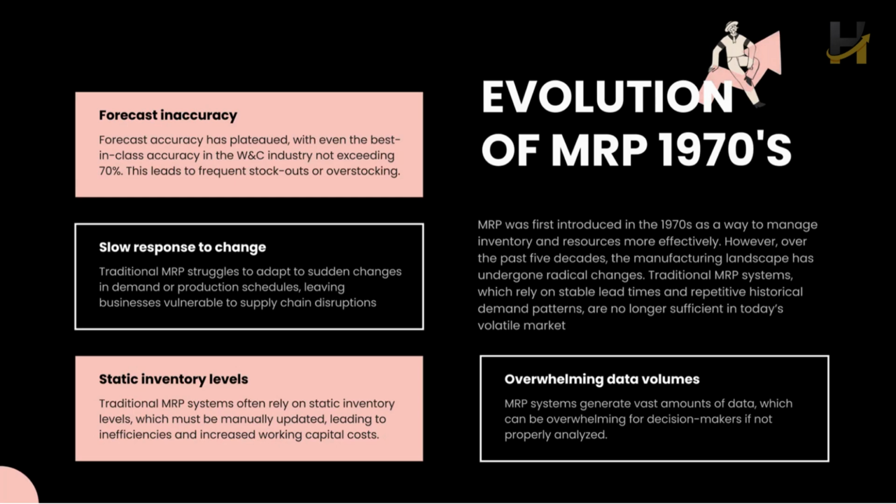So if you look at the summary here, forecast accuracy has a big impact. Slow response to change is one of the other big impacts of the traditional MRP, leading to static inventory levels and a huge amount of data being generated from your MRP systems. Now, despite these challenges, most of the ERPs encompass within themselves the traditional MRPs. And these MRPs are not adapted to the dynamic changes in the current VUCA world, and they are unable to remain agile and resilient in today's environment.